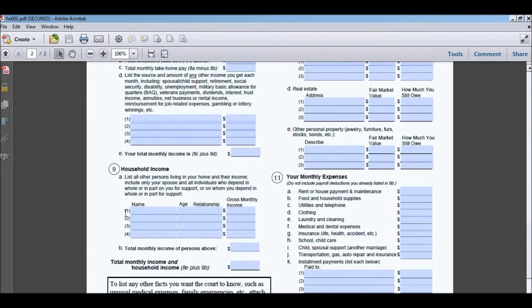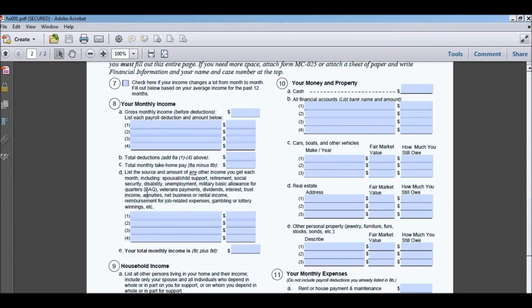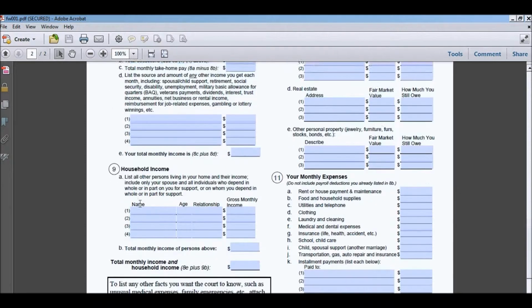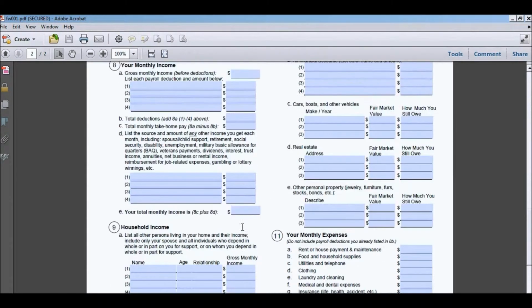In bubble number 9 here, though, this is all the stuff that applies to members of your household. So, for example, if you're married, if your mom and dad live with you, or you live with mom and dad, or if you have kids who live with you, any type of income that they contribute to the household through work, that's what you would list out in section 9. So if you fill in all the blanks in section 8, and fill in all the blanks in section 9, and you add it up, that's going to be the total income that your household receives each month.